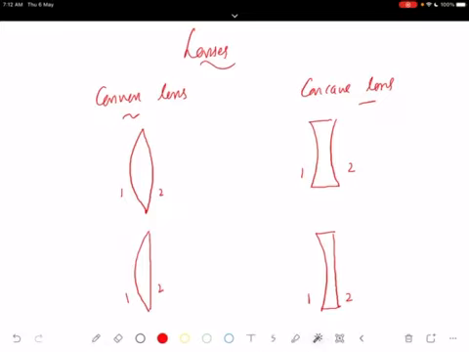So you can see the definition again. It's a lens means it's a transparent material bound by two surfaces, two surfaces should be there. Okay. Of which one or both surfaces are spherical. In this diagram, both surfaces are spherical. Here one surface is spherical, other is plane.